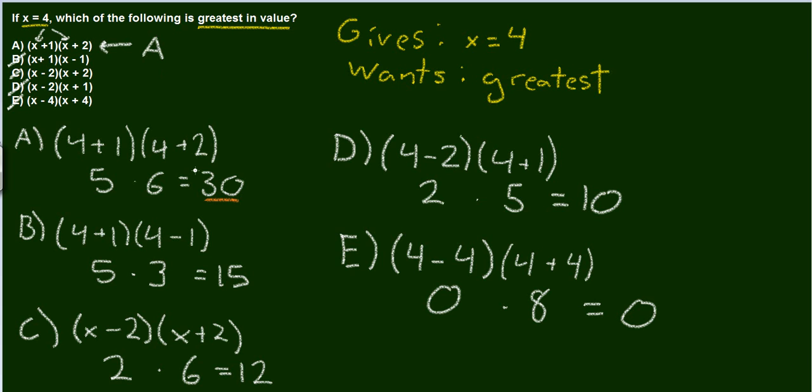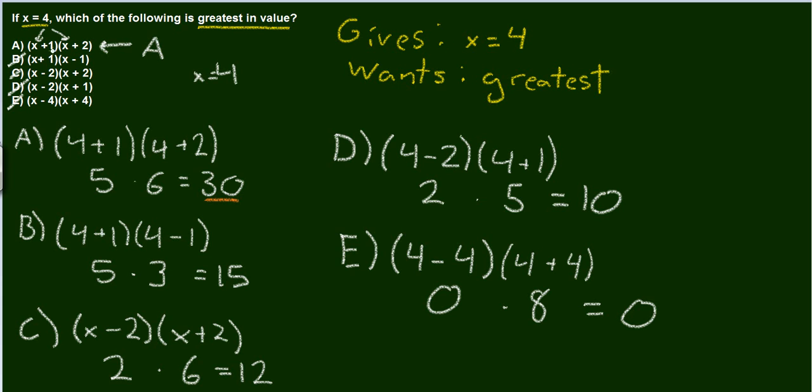Now, if you have 20 problems to do for every math section, you really don't want to be sitting there plugging in 4 for every single x and calculating that all out. That's going to take you way too long. So let's try to think of a faster way we can get the answer. What do we have? 4 is going to be our x, right? It gave us that x equals 4.